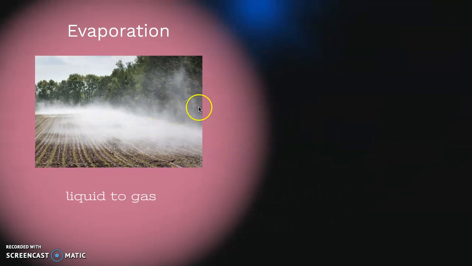Next we have evaporation, which is basically the opposite. This is when a liquid goes to a gas. This is done by adding heat to a liquid, and it heats it up enough that it becomes a gas. An example of this would be boiling water. You get steam. Once the water gets so hot, it turns into water vapor.